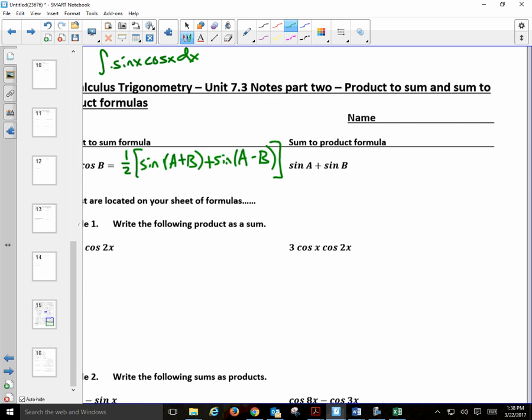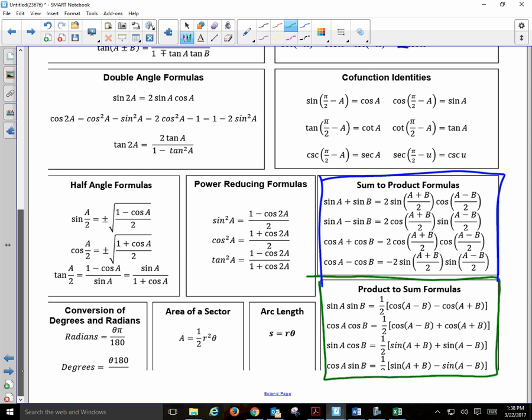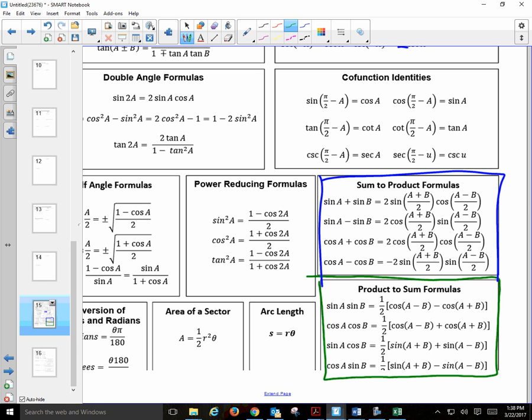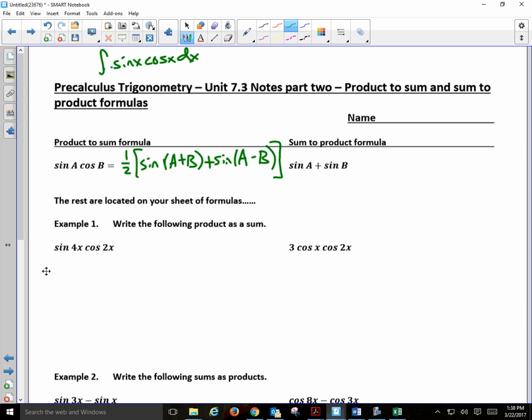I'll check it out. We've got sine times cosine, so I'm going to look here at the formula. Sine times cosine right there. Okay, looks like we've got two sines, a plus and a minus. Good. All right, so that's our formula.